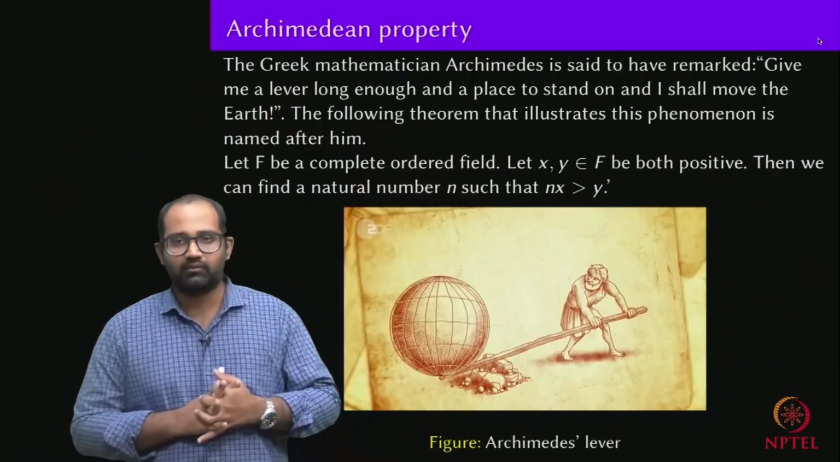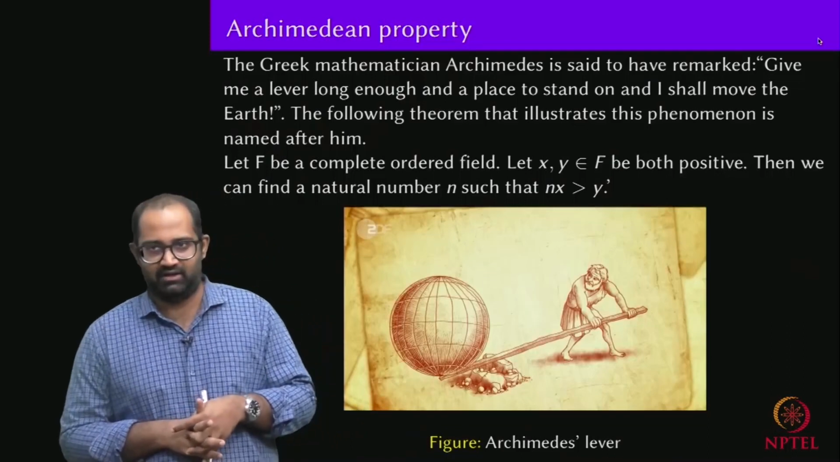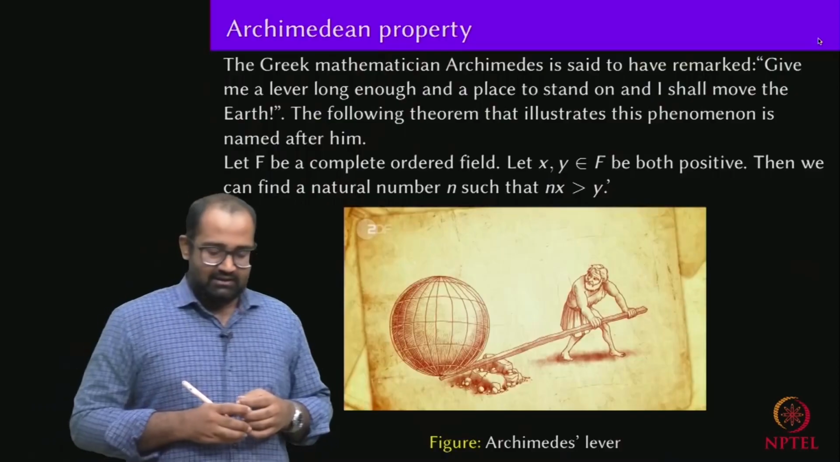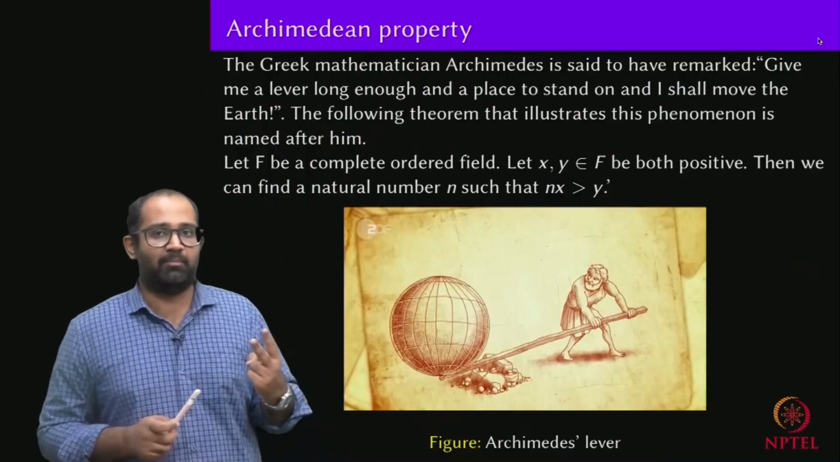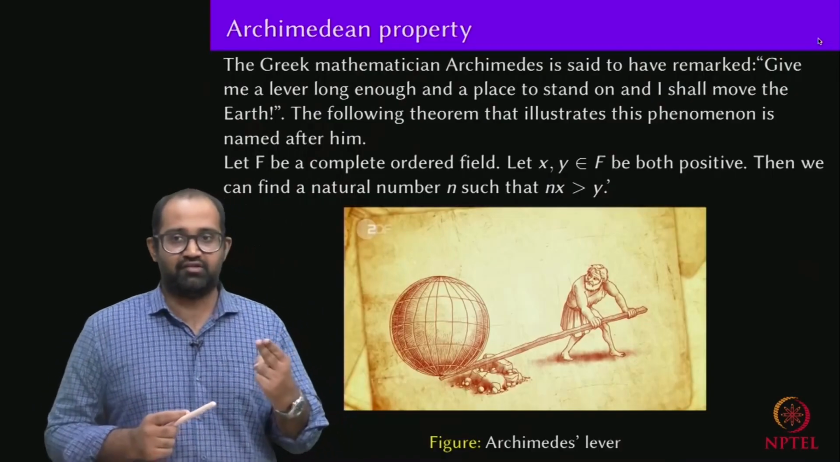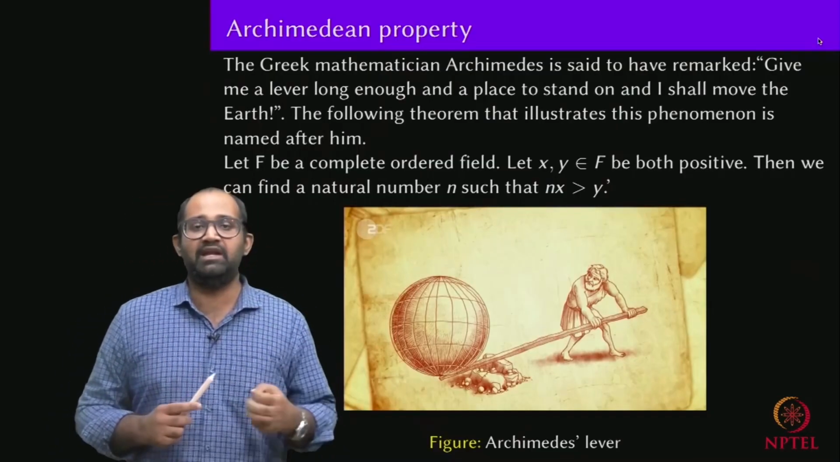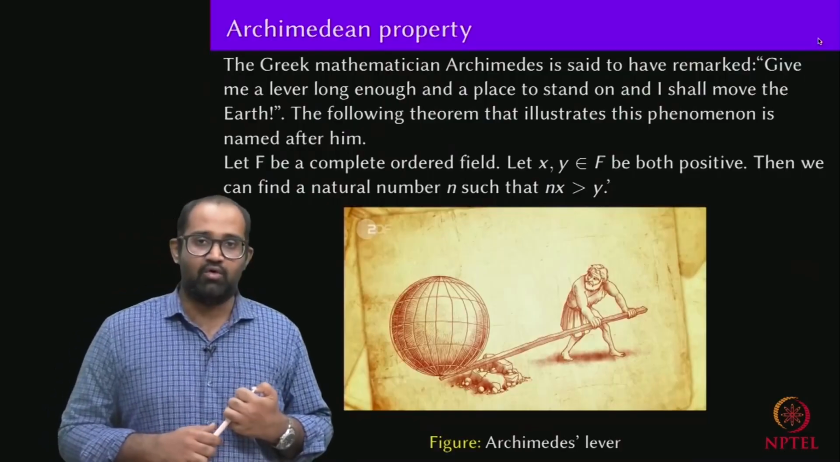Now we come to the second property that is true in a complete ordered field. I will use the first property and the second property together to make a case that a complete ordered field does not have any holes.